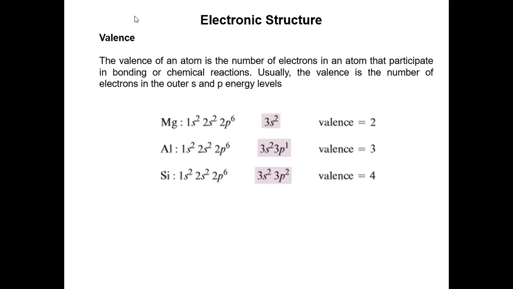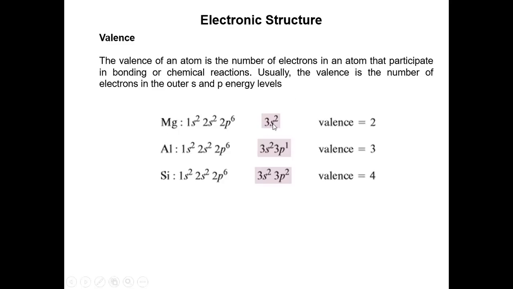For example, if you write the electronic structure of magnesium, it will be 1s2, 2s2, 2p6 and 3s2. The 1 means the shell number, and the 2 is the energy level number. So this is the outer shell, and there are 2 electrons in the outer energy level. So we say the valence is 2 for magnesium.